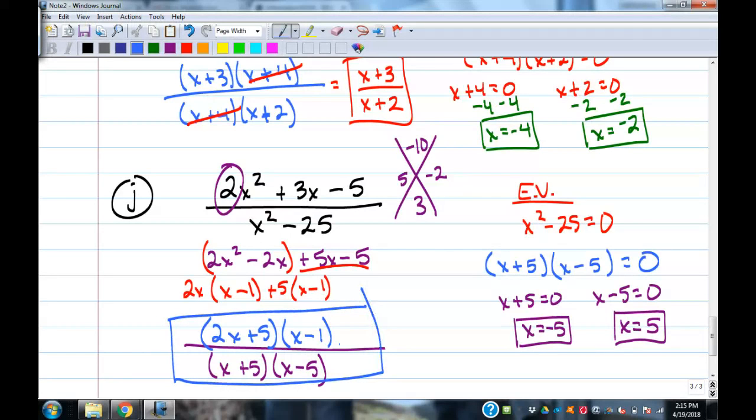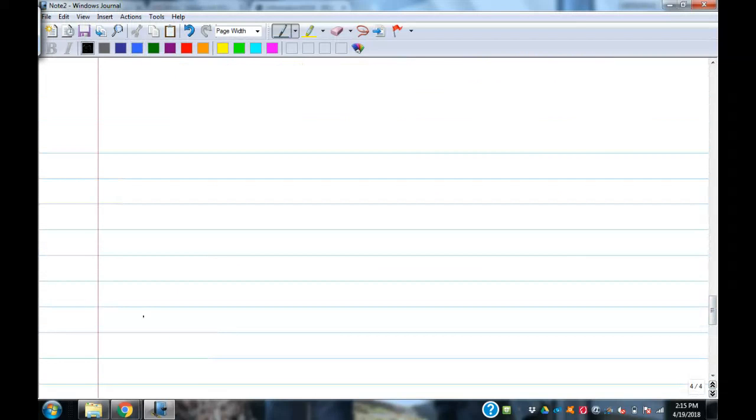Sometimes they don't simplify, and that's okay if you did your factoring correct. If they don't simplify because you made a mistake in factoring, you're going to miss that one. You gotta make sure you're factoring correctly. All right, let's get to this one.